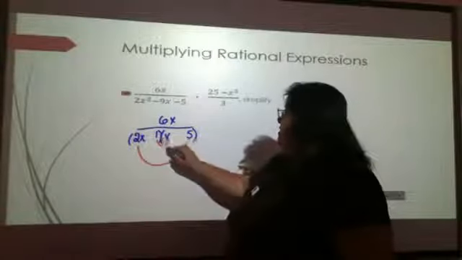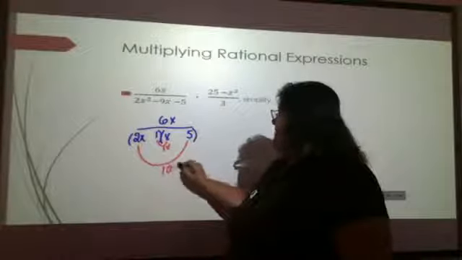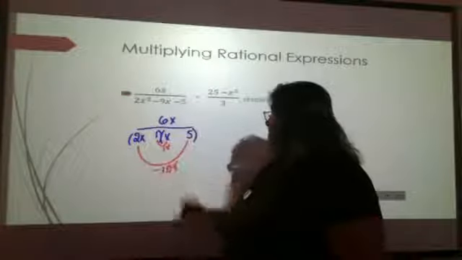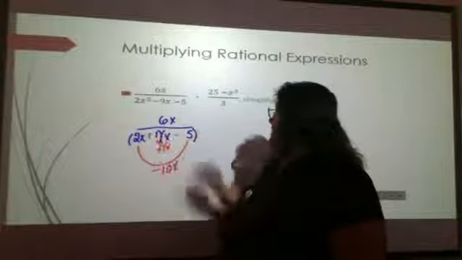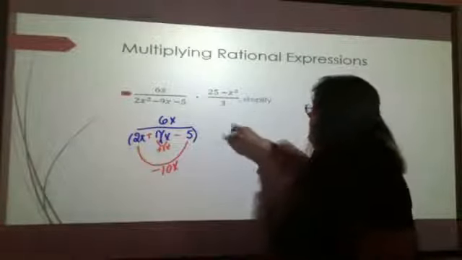So when you take a 1 times an x, you get a 1x. 2x times a 5, you get a 10x. I want the larger one to be negative. So that means this has to be negative, and that has to be the plus. Well, that'll help me put my signs in place. Let's look at the second fraction.